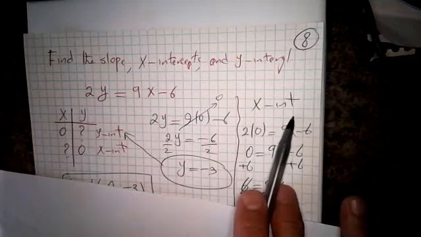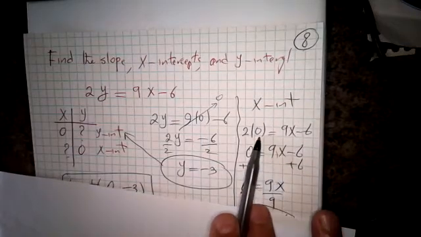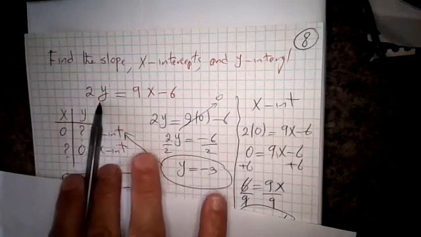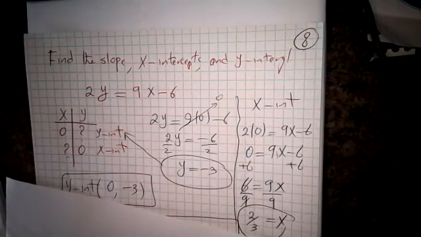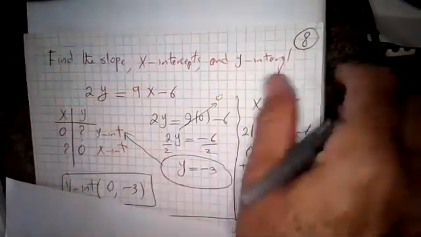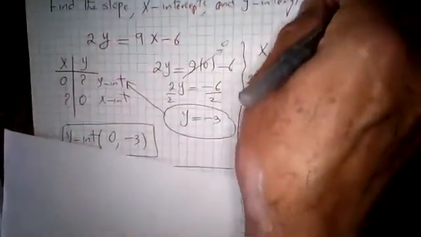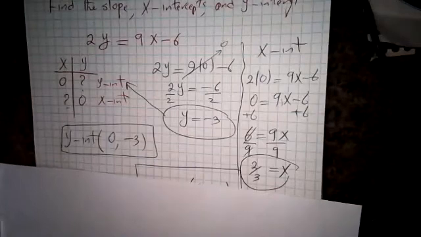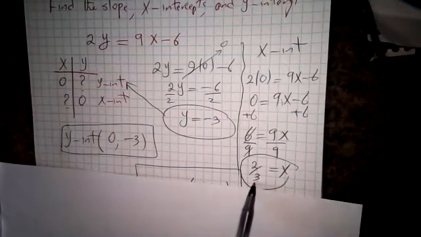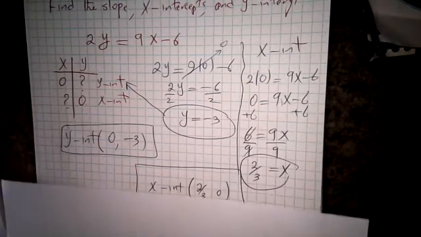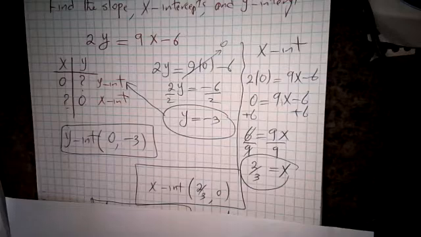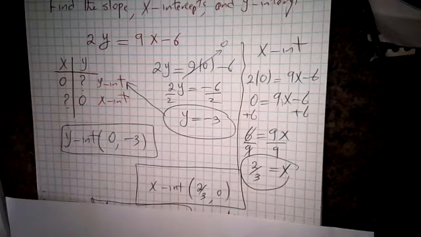To find the x-intercept, now you need to put 0 for x. I mean for y in this equation. So 2 times 0, that gives you the value of x. See, you have 2/3 and you have -3. So that gives you the x and y-intercept. X-intercept, y-intercept, right?